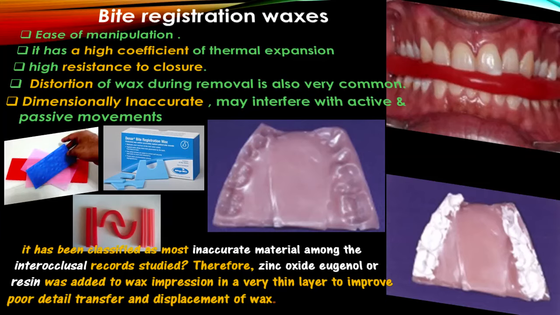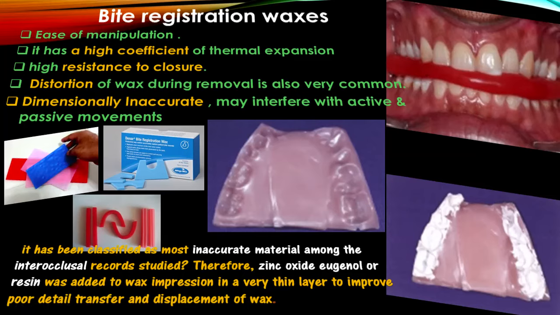الواكس طبعا كلكم مستعملين الواكس. Easy manipulation, high coefficient of thermal expansion, high resistance to closure, distortion of wax during removal is very common, dimensionally inaccurate. طبعا الواكس يجينا بأشكال مختلفة، ممكن يجي as a base plate sheet of wax, as bite plane, as rod، كلها أشكال مختلفة ممكن نستعملها to record the interocclusal relation.